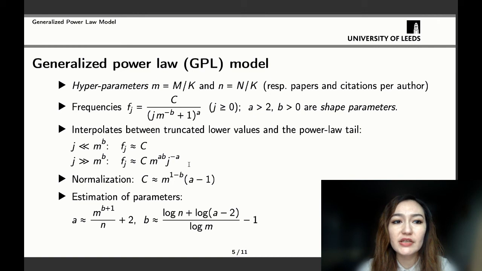From normalization, we know that C is approximately M to the 1 minus B, then times A minus 1. And the parameters A and B can be easily estimated. We can even estimate A first, then calculate B by this formula here.